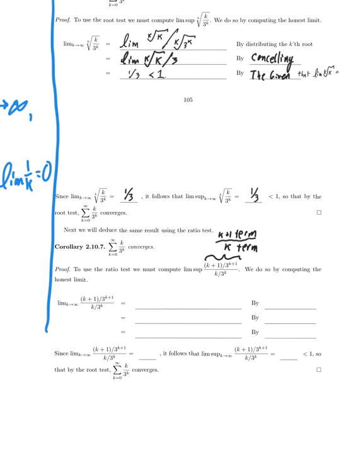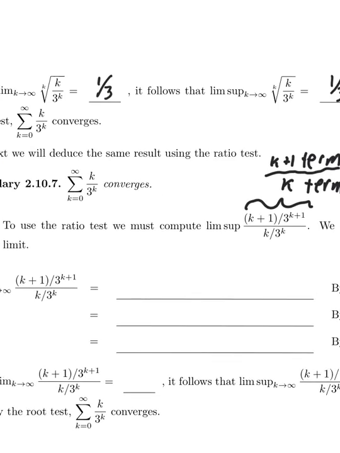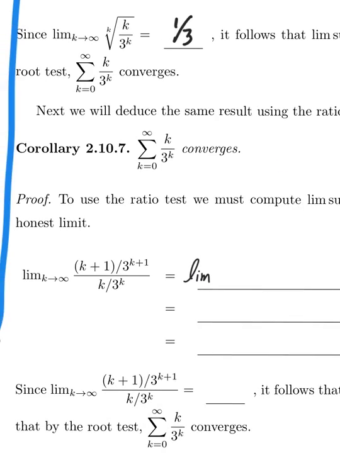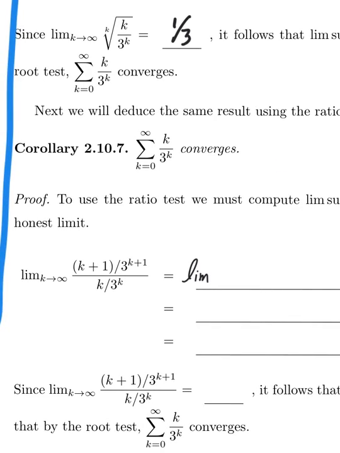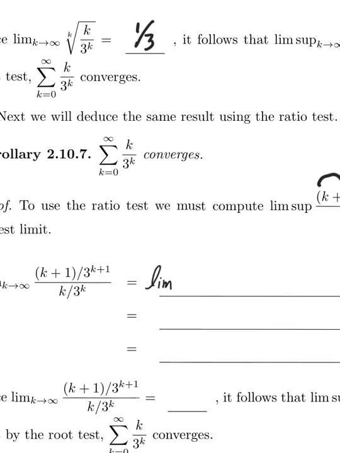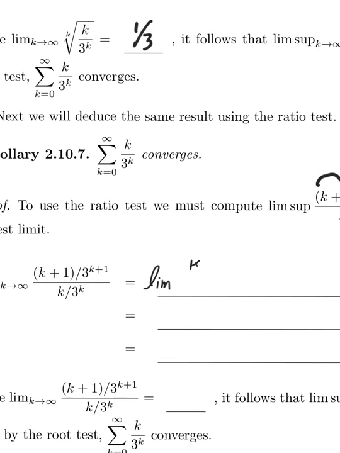We will do so by computing the honest-to-God limit. So let's compute the limit as k goes to infinity of (k plus 1 divided by 3 to the k plus 1), all over (k divided by 3 to the k). And, well, we'll just have to do it. So that'll be the limit. This is just like an algebra thing that you always know to do. Whenever you divide by a fraction, you should multiply by the reciprocal.